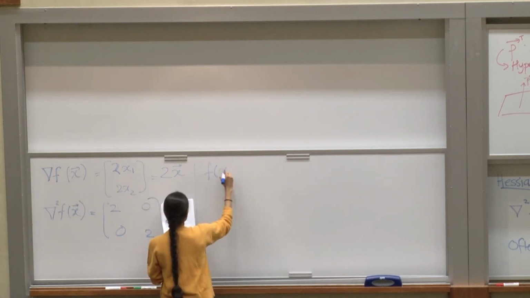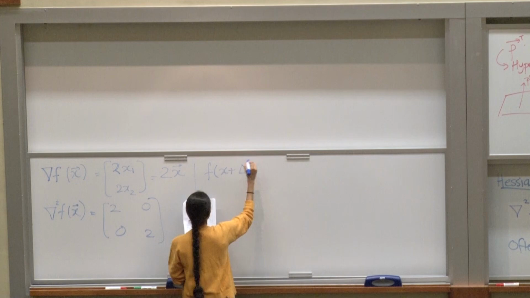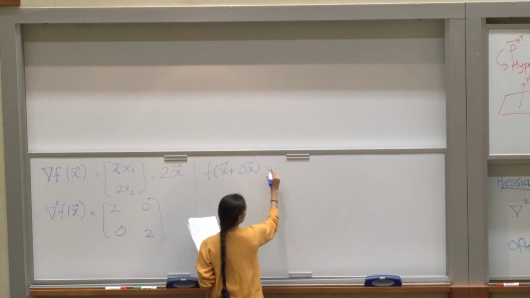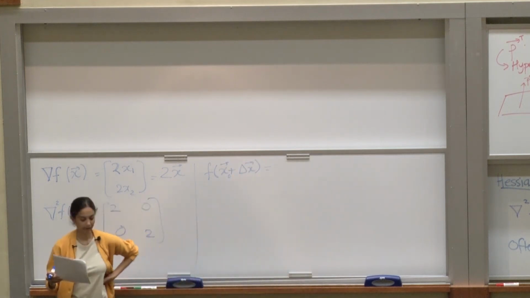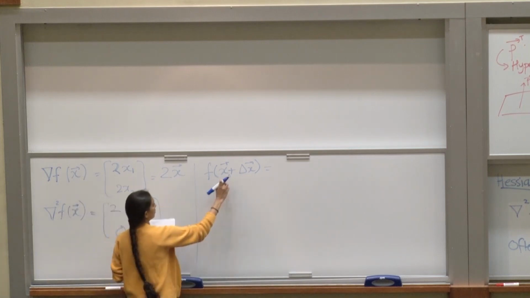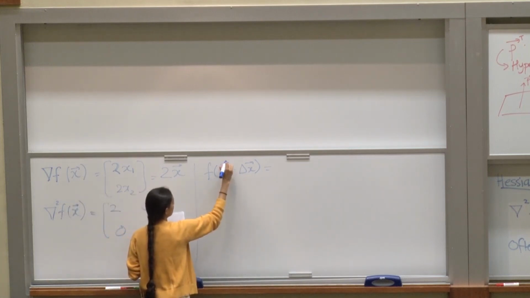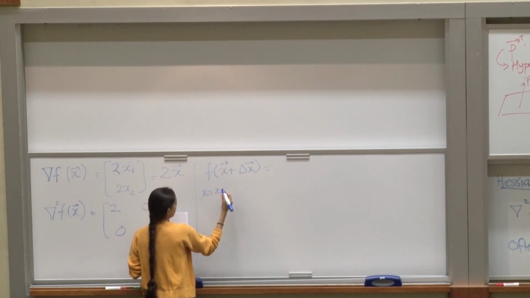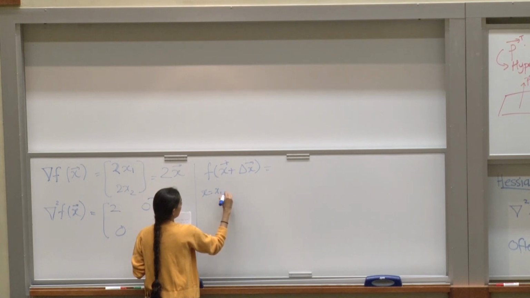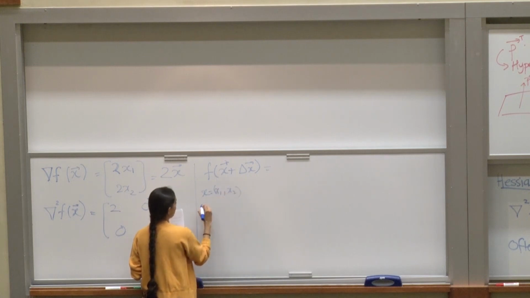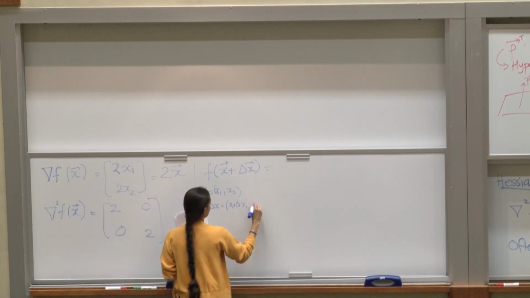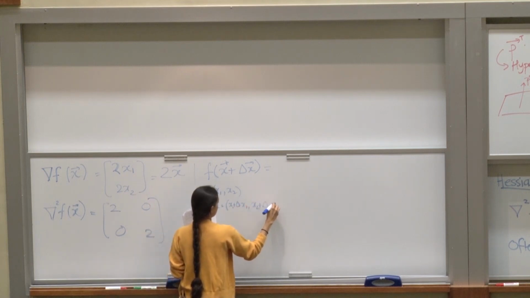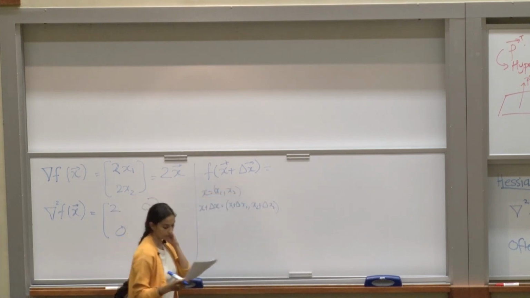So what is f of x plus delta x, x naught plus delta x? So let's say I choose some x naught, or let's just say I expand around some specific x equal to x1, x2, and I want to understand x plus delta x, so that is x1 plus delta x1, comma x2 plus delta x2. Okay? You have this.